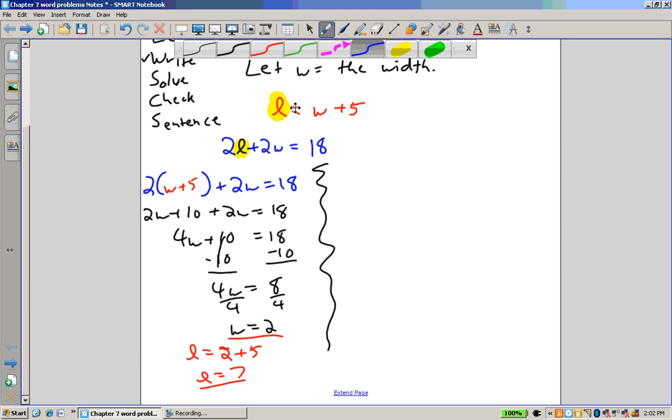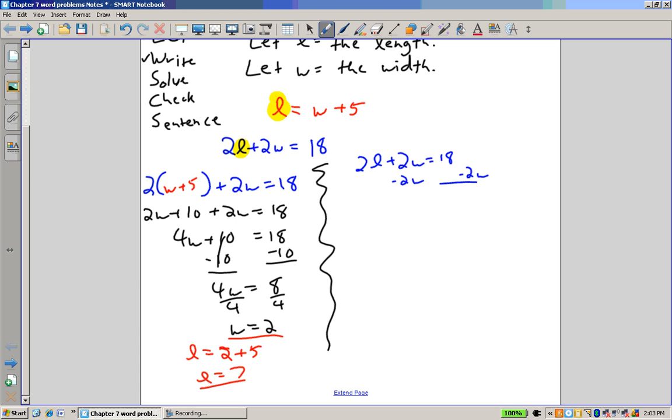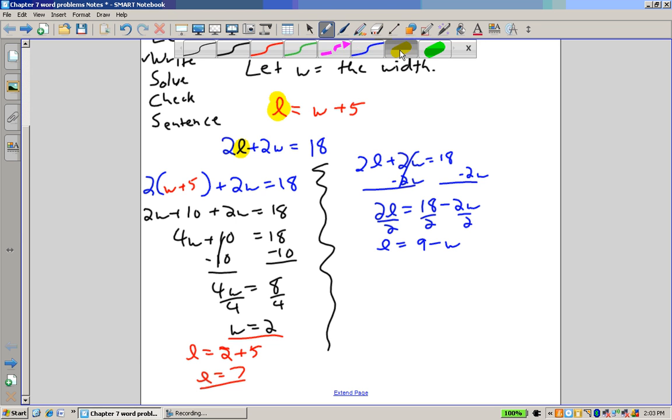Now the other way that you can do substitution is say, you know what, we already have L by itself. So we're going to try to solve for L in the blue equation. So 2L plus 2W equals 18. We can subtract 2W. 2L equals 18 minus 2W. Divide by 2, and L equals 9 minus W. So now we have L by itself, and we have L by itself in the red one as well. So we can just sort of squish them together.